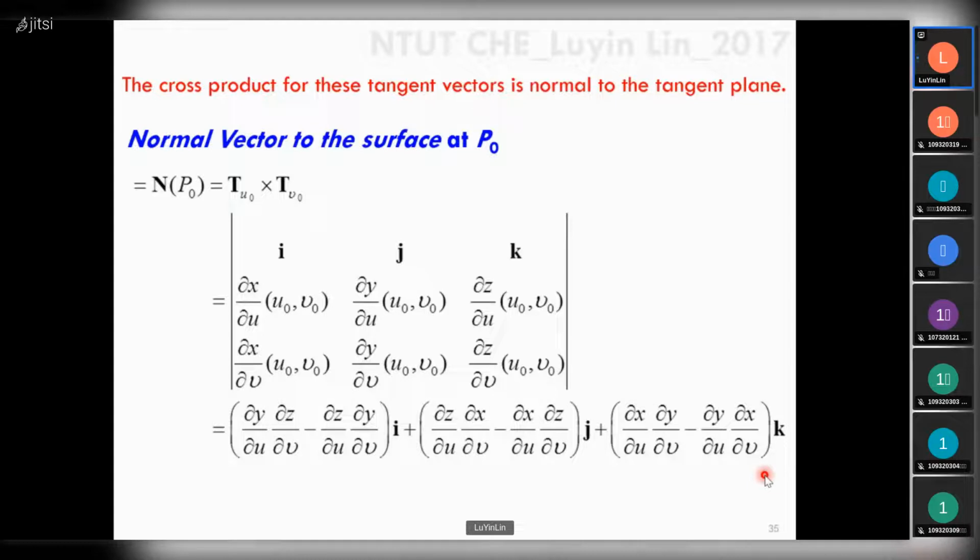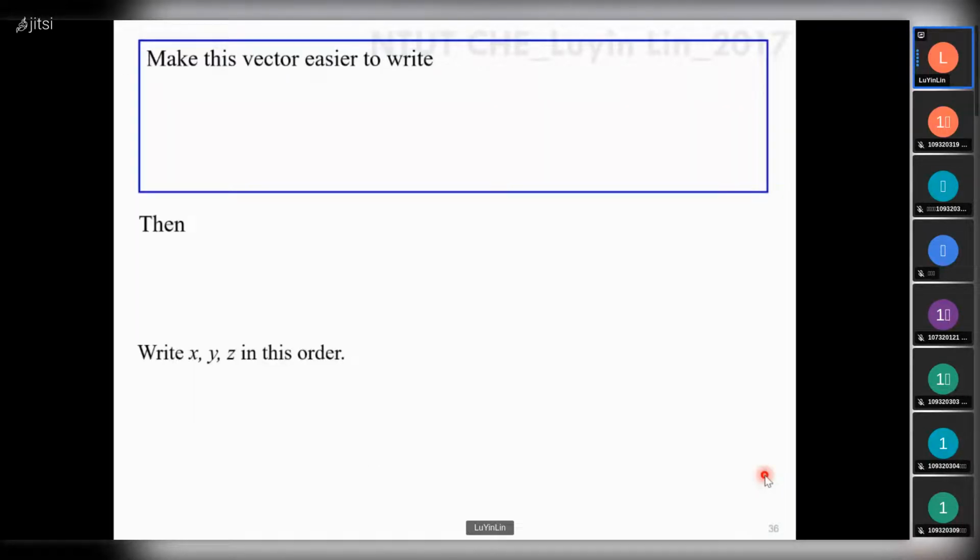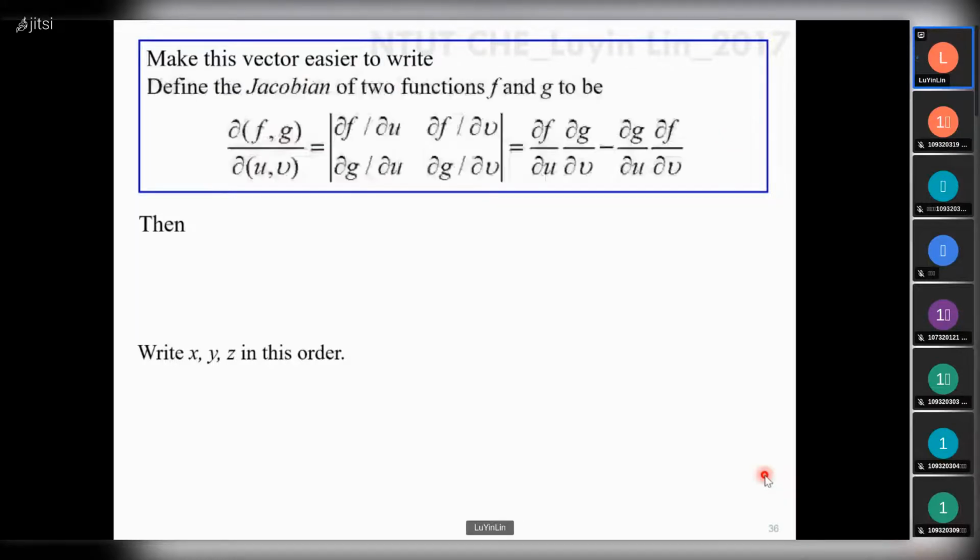There is an easier way to memorize this equation. Can I go to the next part? Has anyone not finished? Okay, so let's make this vector easier to write so you can memorize it.